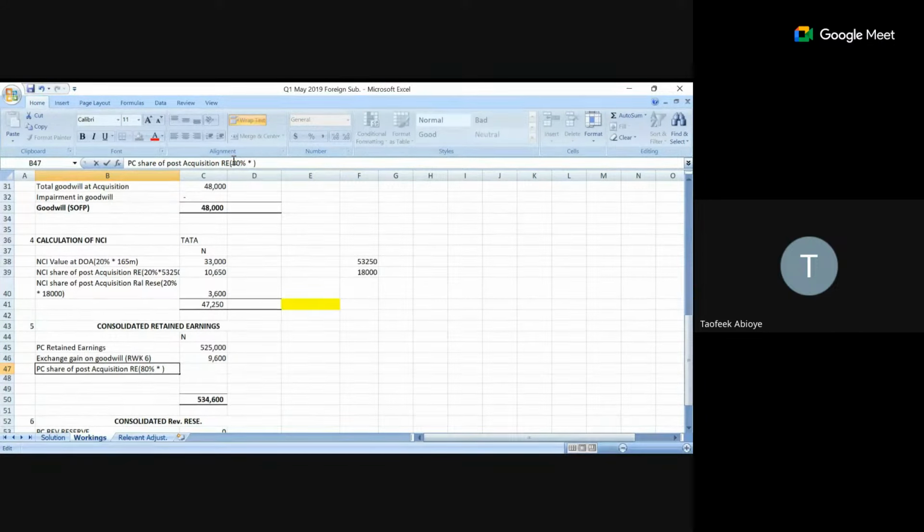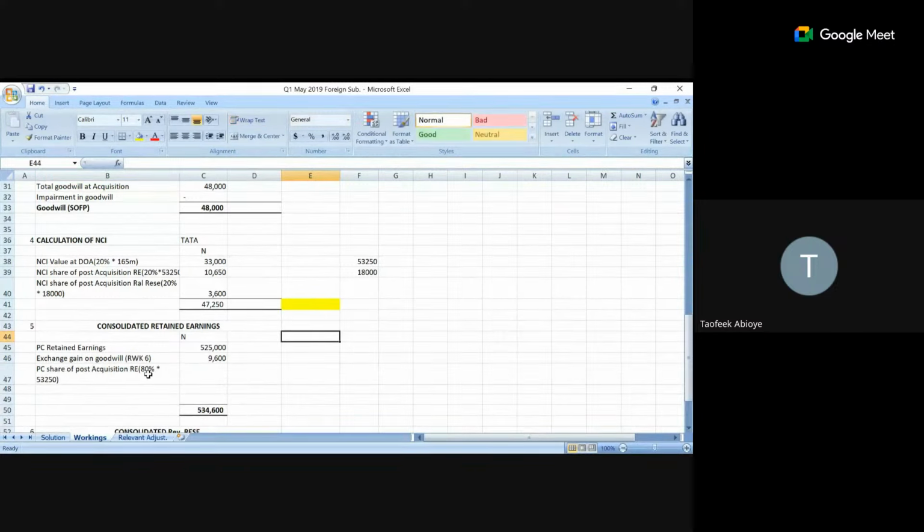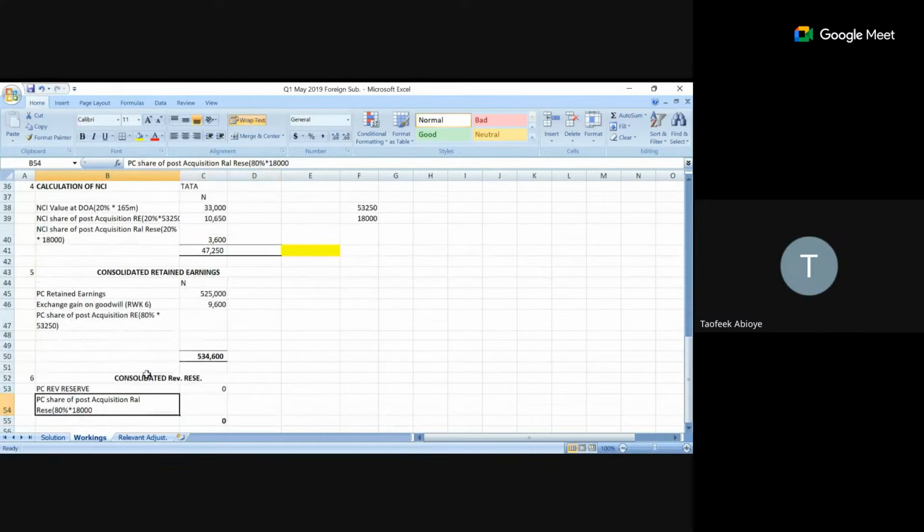80% of what? 80% of post-acquisition of the group, which is 53,000. Why will this be how much? 80% of 18,000. So we can quickly deal with this. 0.8 multiplied by 18,000, we can get this, then we can quickly get this too, multiplied by this.